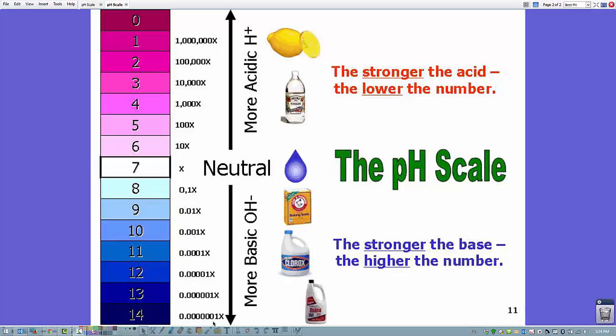So to summarize, the pH scale is the measurement of the amount of H plus ions present in solution. The pH scale goes from 0 to 14, with 7 being not only the midpoint, but being the neutral. The lower the pH number, the stronger the acid, and the higher the pH number, the stronger the base. Also remember that H plus ions combine with OH minus ions to form water. This is how they neutralize.